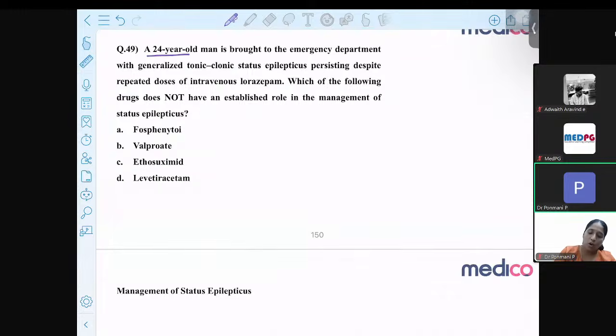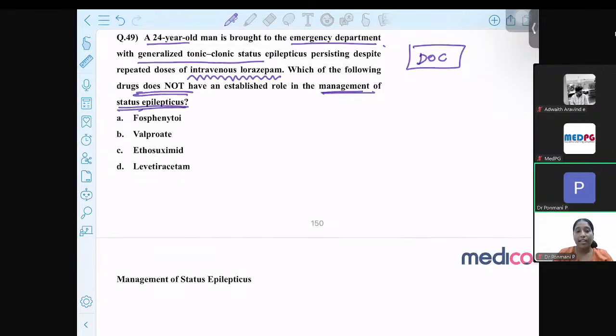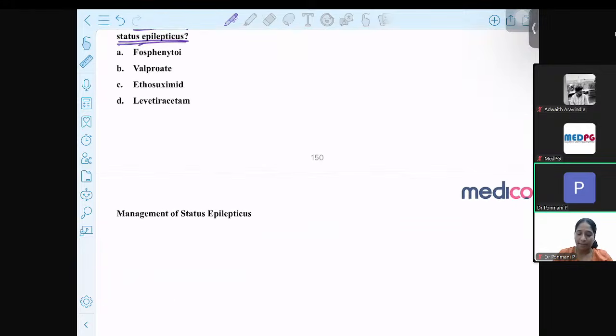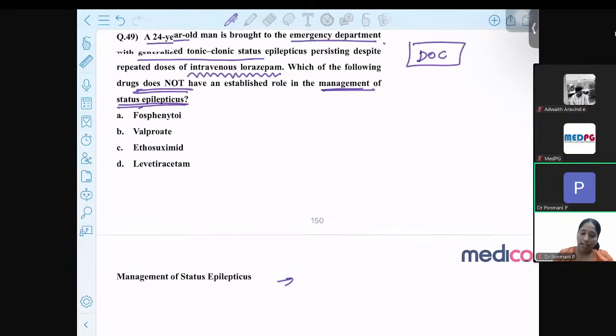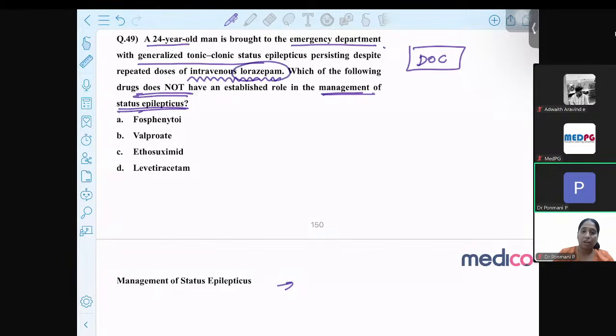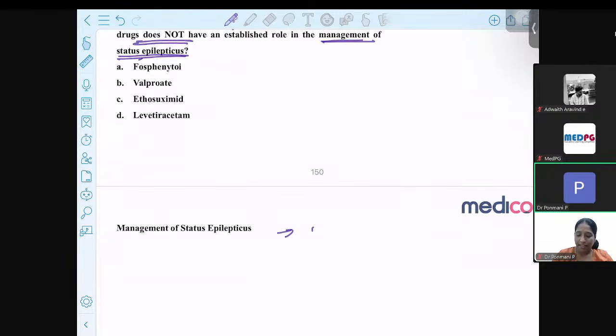A 24-year-old man is brought to the emergency with GTCS, generalized tonic-clonic seizures, and he is given intravenous lorazepam, which is the drug of choice for status epilepticus. They are asking which of the following does not have a role in the management of status epilepticus. So we need to look at the management of status epilepticus. What is the first drug we give? As we said before, it is lorazepam, the drug of choice.